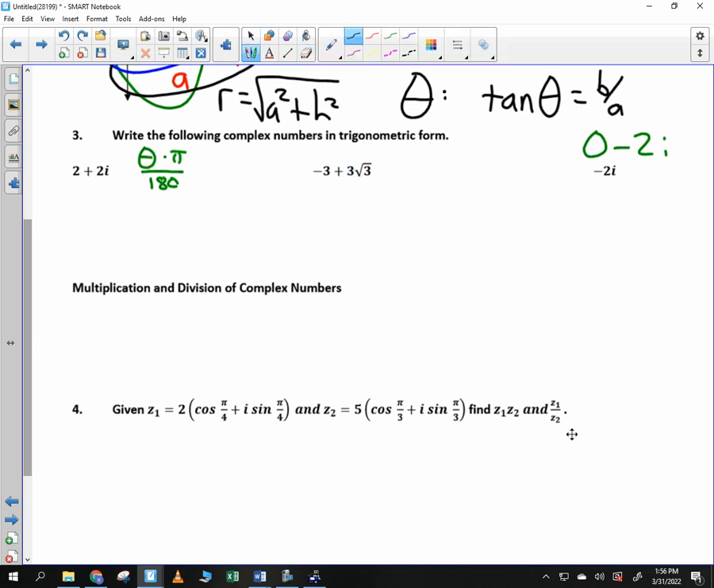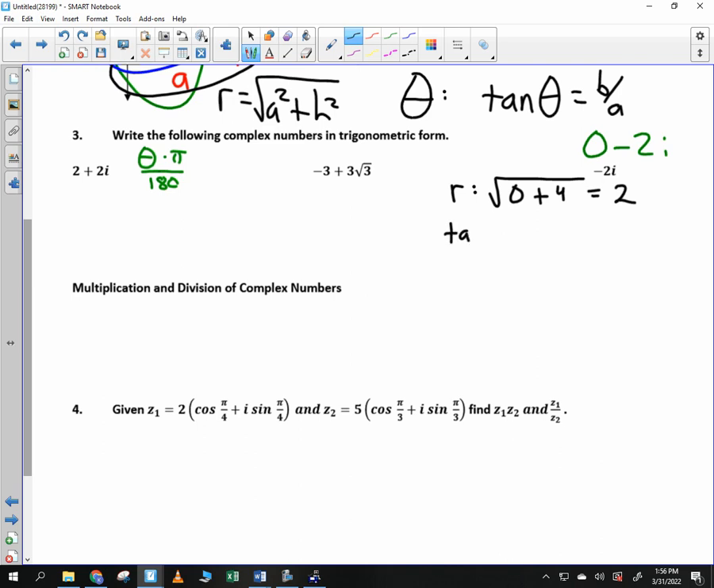Wouldn't there be a multiple where it would be undefined? We'll talk about that. So I have r is equal to the square root of what plus what? 0 plus 4, which is 2. Good. The r value is 2. That was easy.